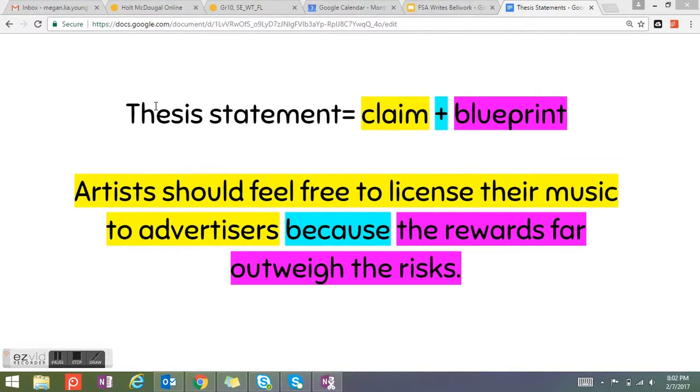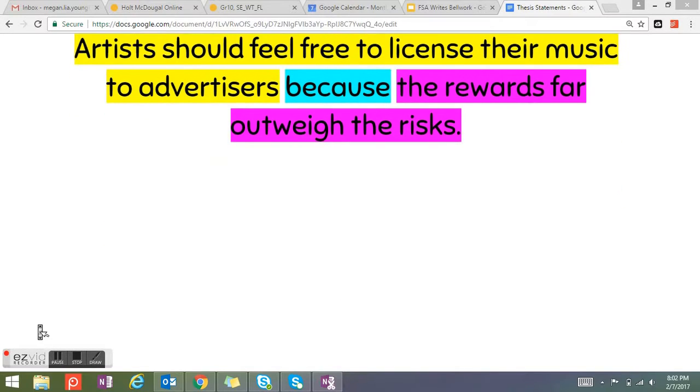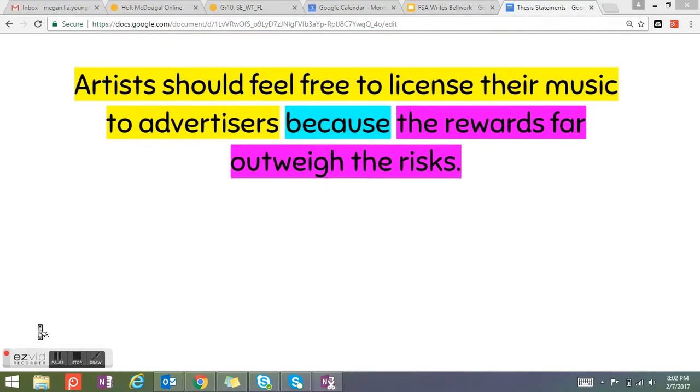So you should remember that we already have a thesis statement kind of figured out. We did our claim plus our blueprint. So we're arguing that artists should feel free to license their music to advertisers because the rewards far outweigh the risks. So we're one third of the way done. We have a thesis. We just need all the other stuff.